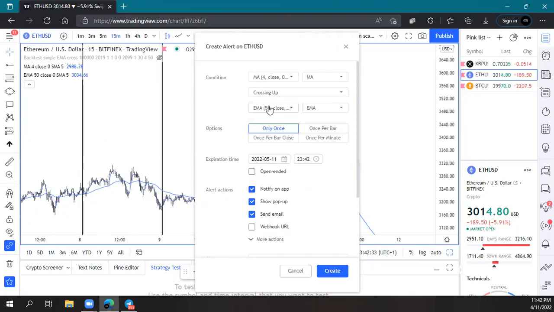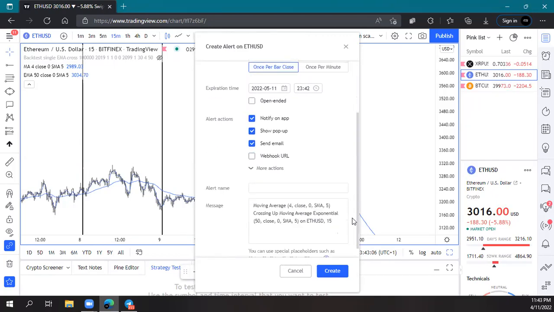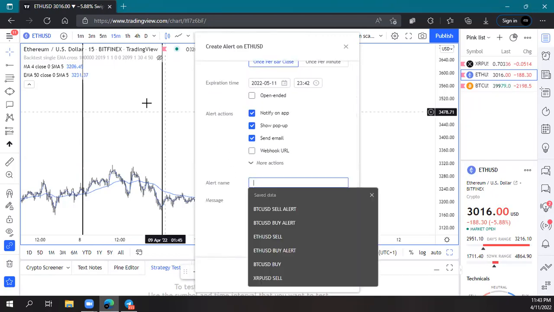Who can answer? If your 4 moving average is crossing up the 50 EMA, what are we supposed to be looking for? We are supposed to be looking for buys. So it's a buy notification. So we are going to set options. It's not going to notify you only once. You want this notification to keep coming whenever this thing is happening. So you set it as once per bar close.